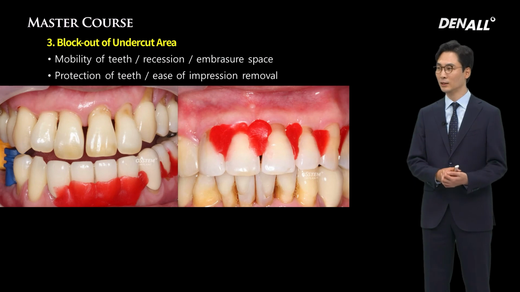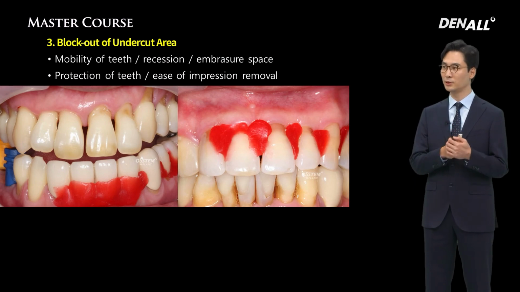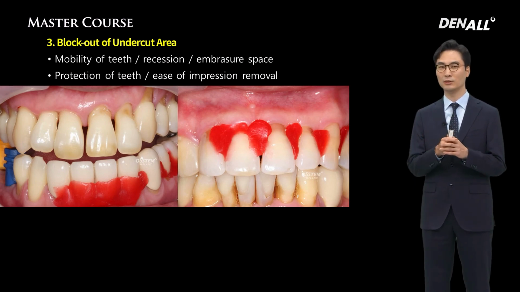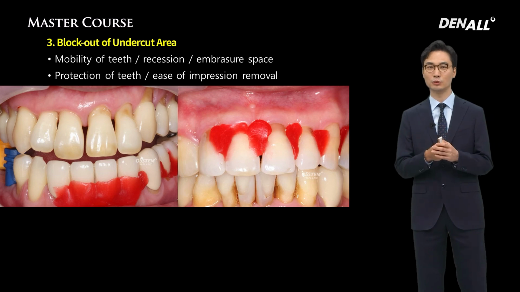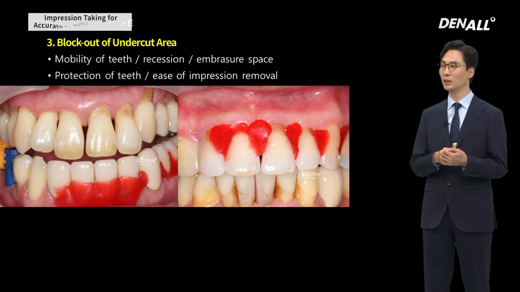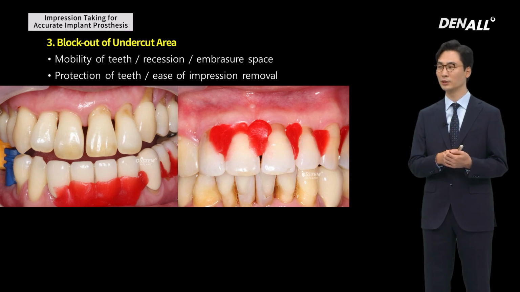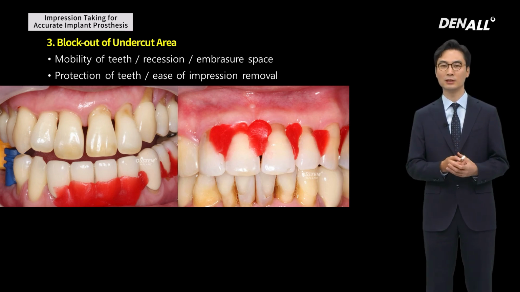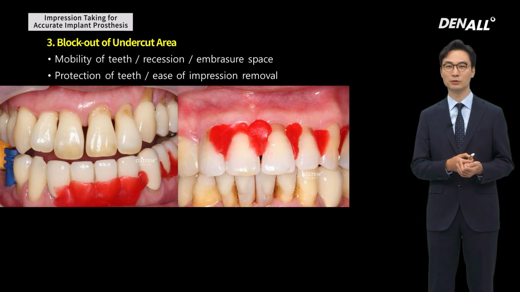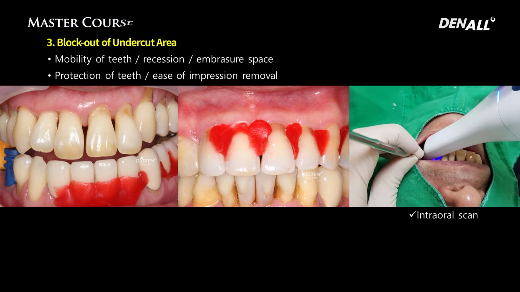When you take an impression, if there is gingival recession or mobility in the teeth, or there could be a large embrasure space, in order to protect teeth and to remove impression material easily, you need to do block out even if it is cumbersome. If this is not feasible, rather than taking an implant level impression, you need to use a scan body and do digital impression scanning.